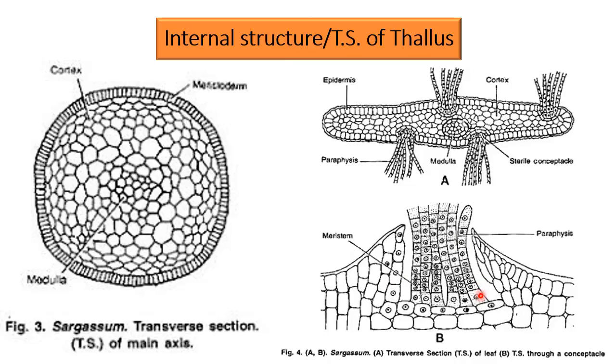These are flask shaped. Here you can see the conceptacles. These are flask shaped with many sterile unbranched filaments. These filaments are sterile and unbranched. These are called the paraphyses. They develop from the base. The paraphyses protrude out through the opening present on the outer side. This opening is called the ostiole. The cells of the wall have many chromatophores.